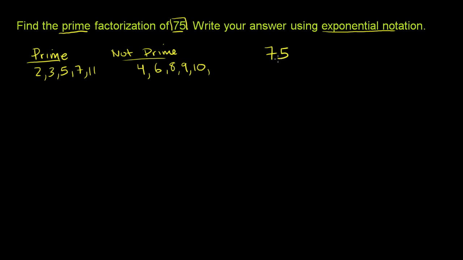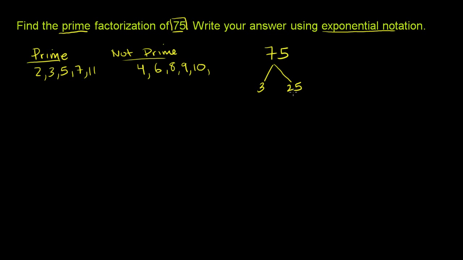So then we could try 3. Does 3 go into 75? Well, 7 plus 5 is 12. 12 is divisible by 3. So 3 will go into it. So 75 is 3 times something else. And if you've ever dealt with change, you know if you have 3/4, you have 75 cents. Or if you have 3 times 25, you have 75. So this is 3 times 25. And you could multiply this out if you don't believe me. Multiply out 3 times 25.